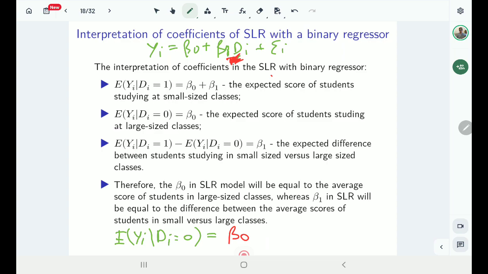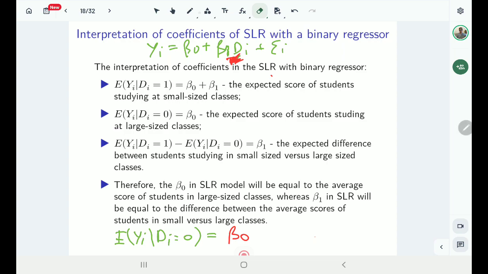Because the expectation of epsilon_i given d_i equal to 0 is going to be equal to 0 by the strict exogeneity assumption. Therefore, we just deleted it. So basically, the OLS estimate for the intercept stands for the average of scores in large class sizes.